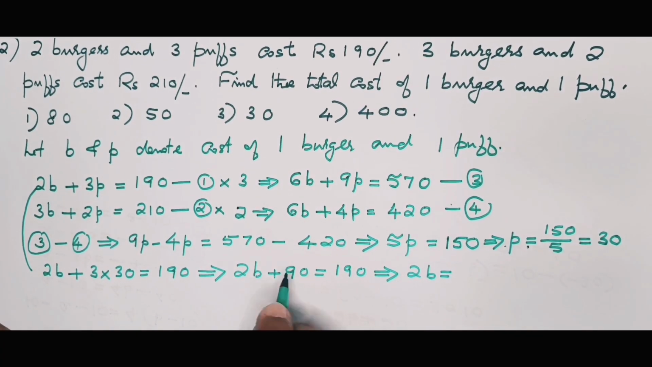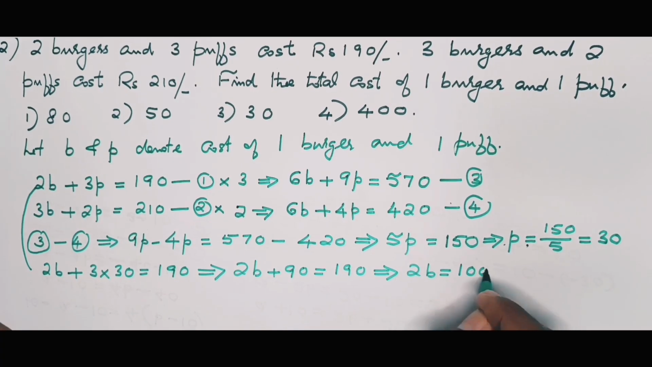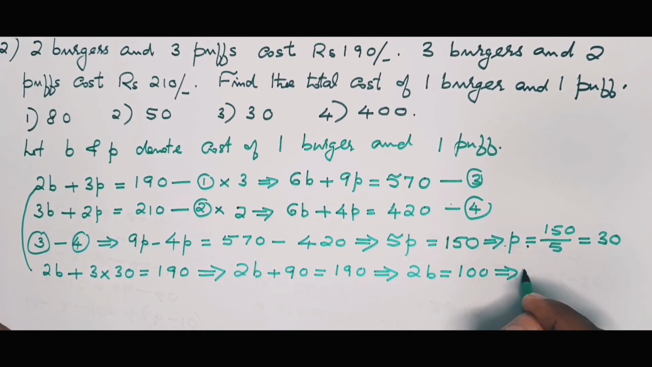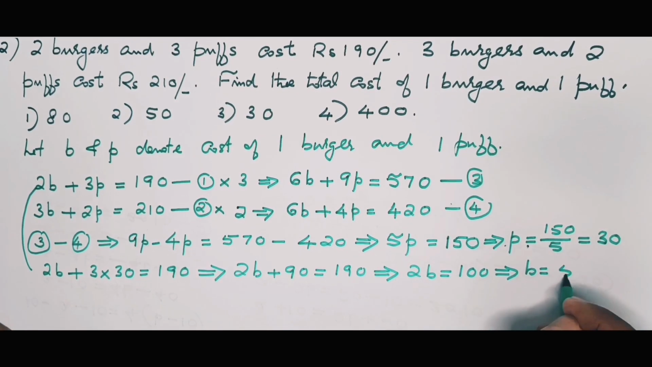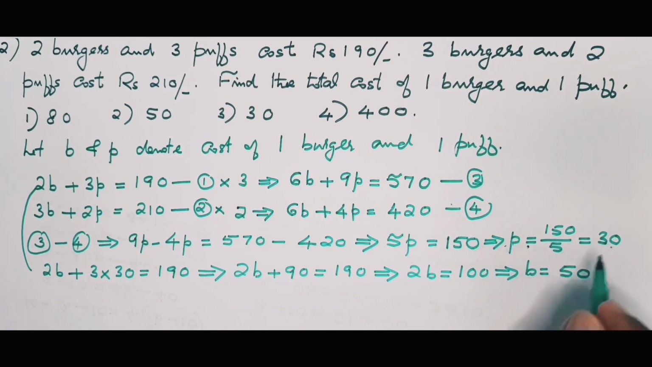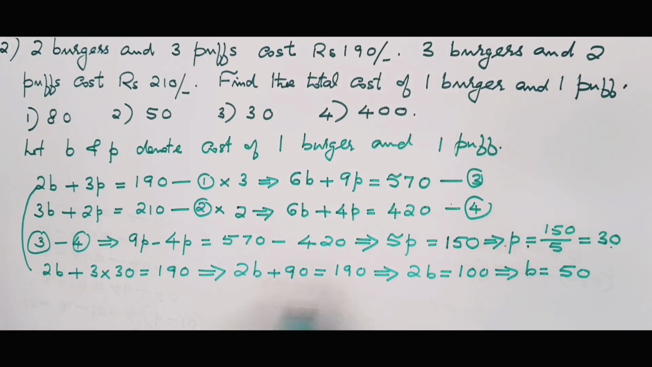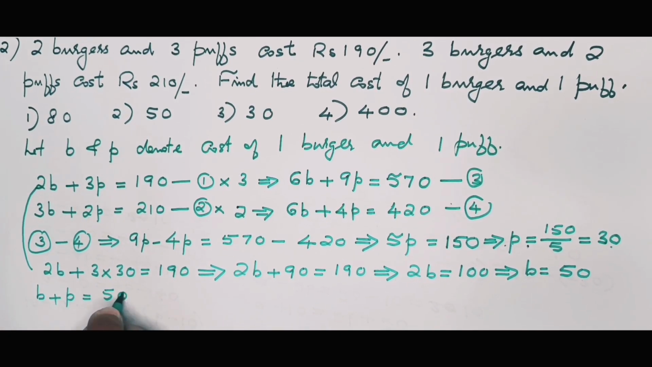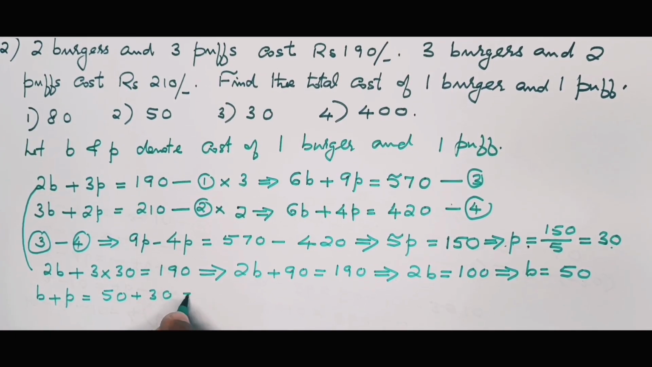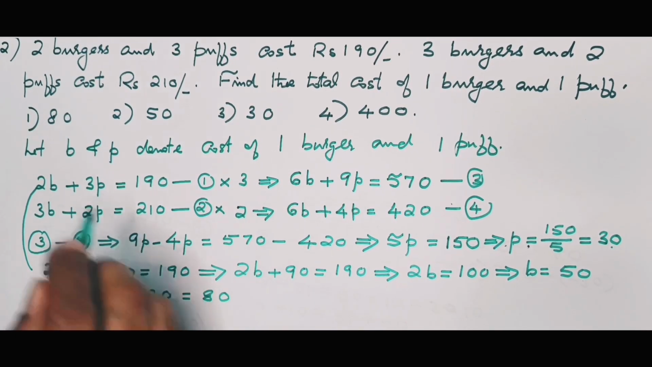2B, 90 taken to the right side, you will get 190 minus 90. Here it is plus, on the right it is minus. So 190 minus 90, 100. This means B equals 100 divided by 2, which is 50. Thus, we got the cost of both puff and burger. We need the total cost of 1 burger and 1 puff, which is B plus P. B just now found to be 50. The other one was 30. So the final answer is 80. And this is the first option given here.